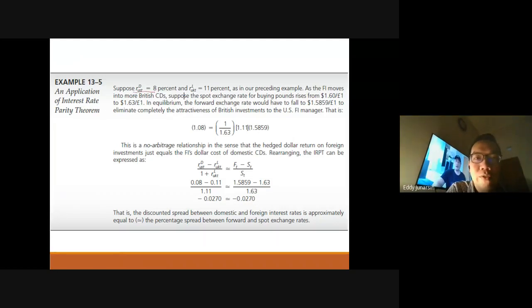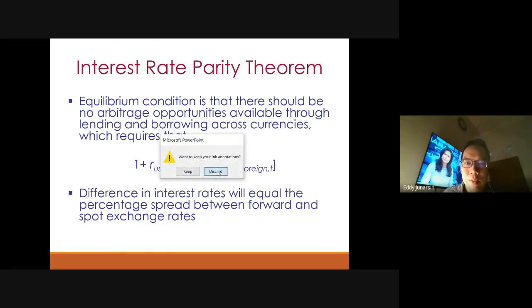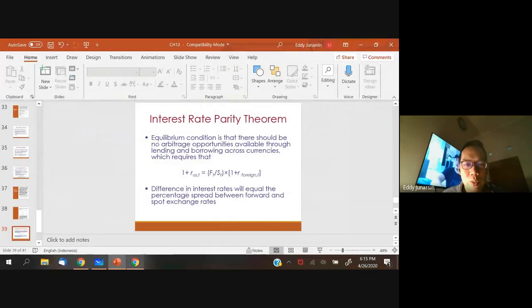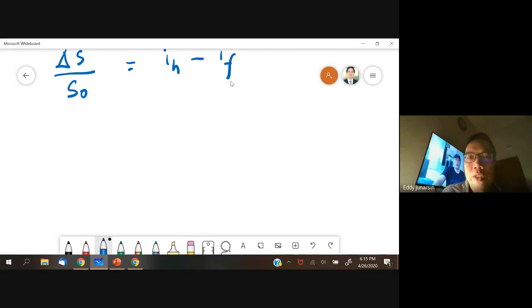Sorry, this is interest rate parity, okay? Just the same. To get more understanding about the parity conditions, you can watch my video on the parity conditions session, right? But here we see interest rate parity.